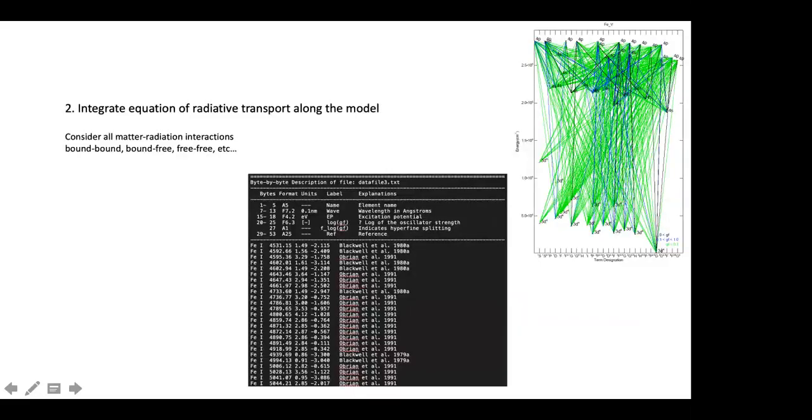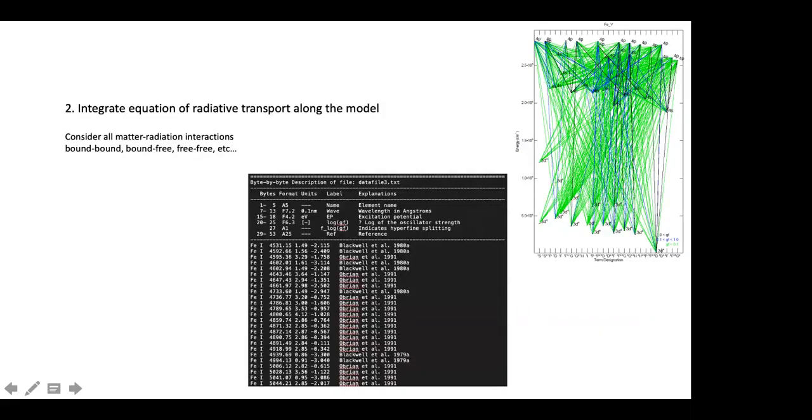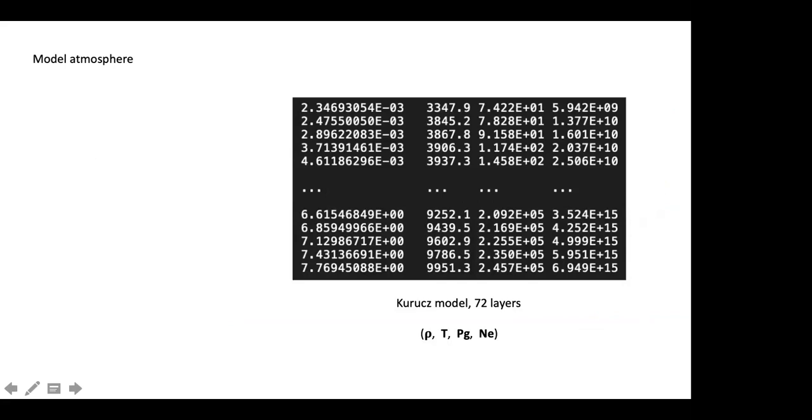Okay? When you have this model, supposing you have created this model atmosphere, you can at this point integrate the equation of radiative transport along the model, because once you have the model, you can take all the wavelengths one by one and integrate to see what comes out. I mean, I throw 100 photons of this wavelength at the bottom of the atmosphere. They go through the atmosphere.